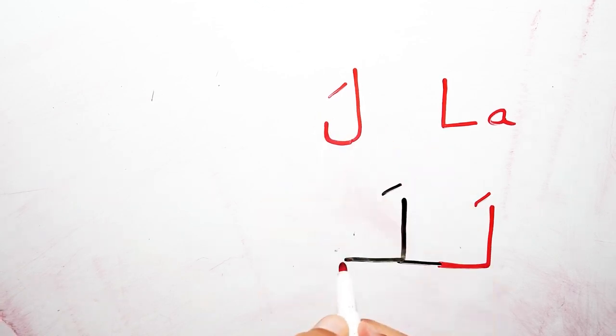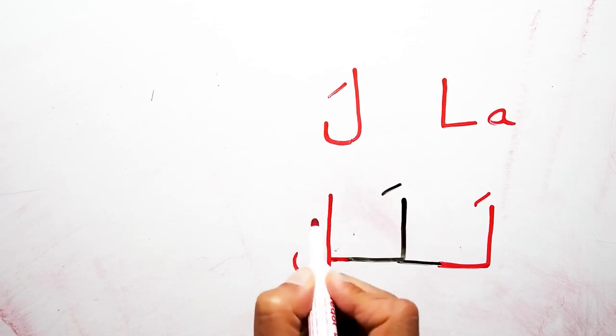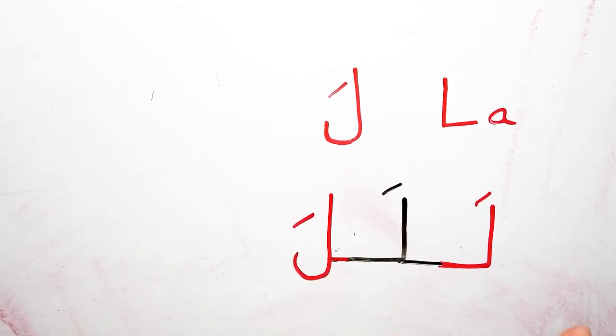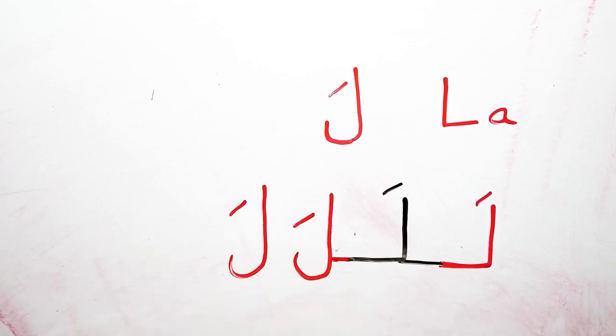It has the same shape. Just I will add this line, and then like this. Let's read together. La, la, la, la. La in the end of the word can be like this as well. La, la, la, la. Okay.